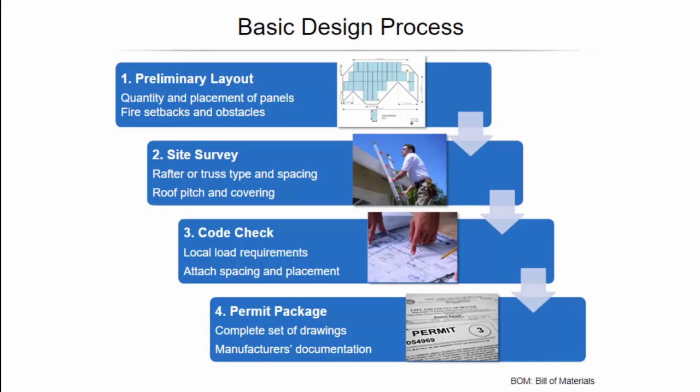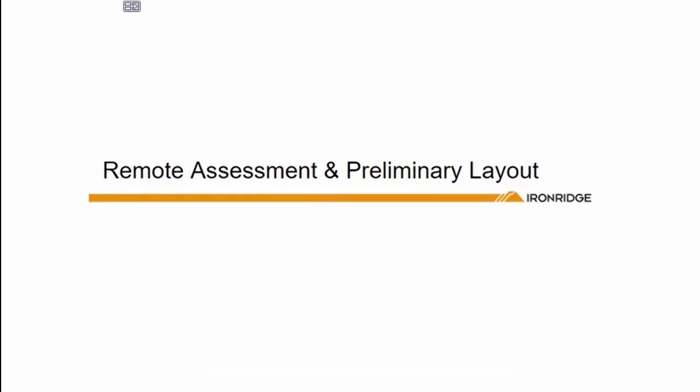So we're going to walk you through a basic design process that will help you balance all of these considerations. Every company organizes their process a bit differently, but today we are going to walk through an approach that leverages free technology and basic resources to create a precise system design. This starts with building a preliminary layout using satellite imagery, then validating details with a site survey, then cross-referencing codes and engineering factors prior to completing your permit package for submission. Let's get started with site assessment and preliminary layout.